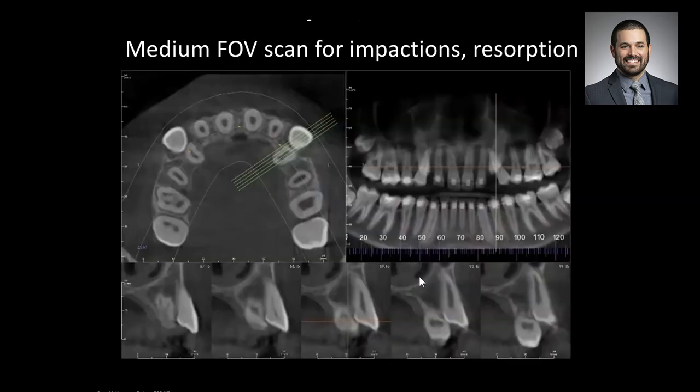The more focused approach would be a medium field of view, like in this case, where we've got impacted canines coming close to these first premolars, and we need to evaluate: are they resorbing the roots, and how badly of these premolars? We can also get a very nice look at the orientations of these teeth with respect to each other.